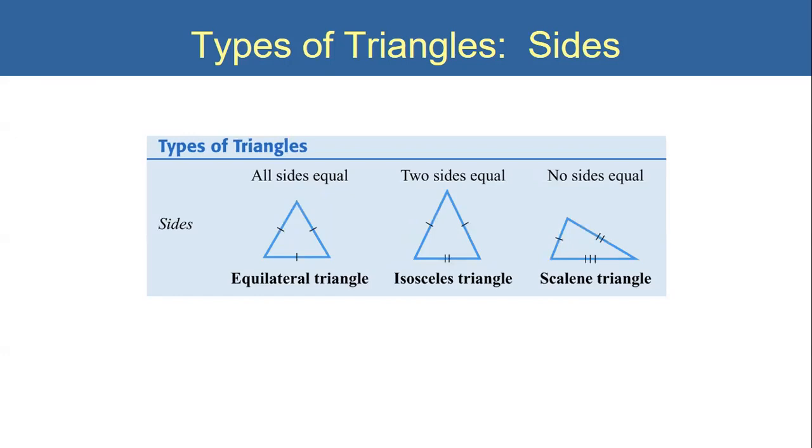Next, classifying by their sides. You're describing the relationship between the sides. If all sides are equal, we call that an equilateral triangle, right? If 2 sides are equal, we call that an isosceles triangle. And if no sides are equal, we call that a scalene triangle.